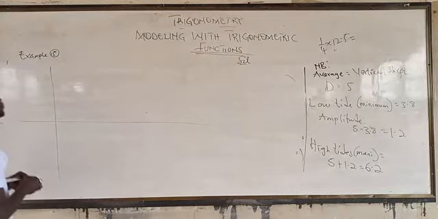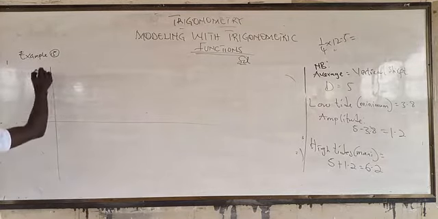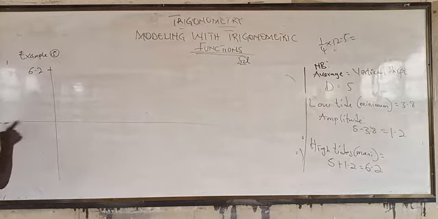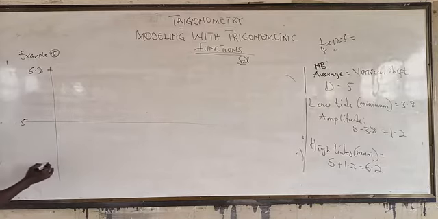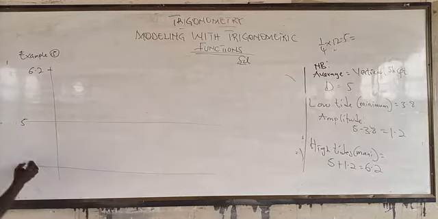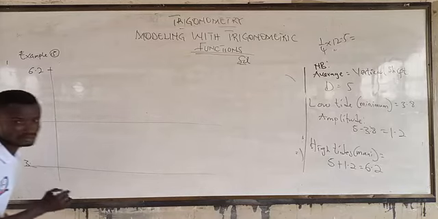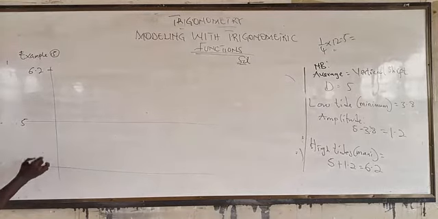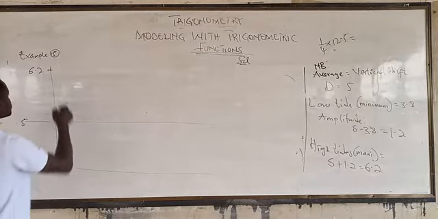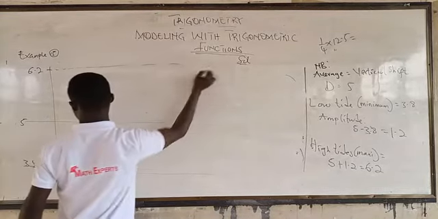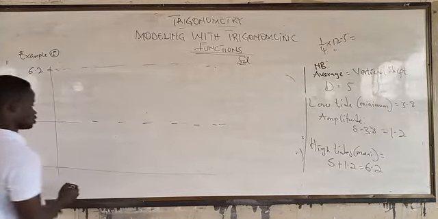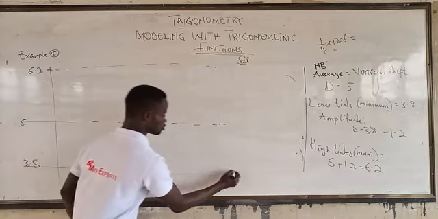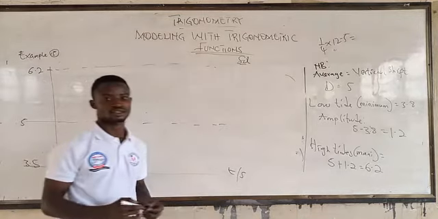So we know that the high tide is 6.2. We know the average is 5. Then we know the low tide, that is 3.5. Very good. So I'm going to mark the high tide and the average, and then time per second. Very good.